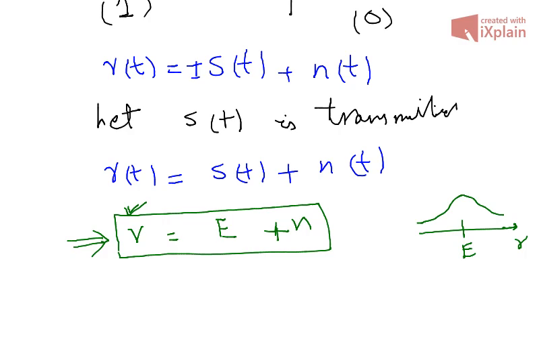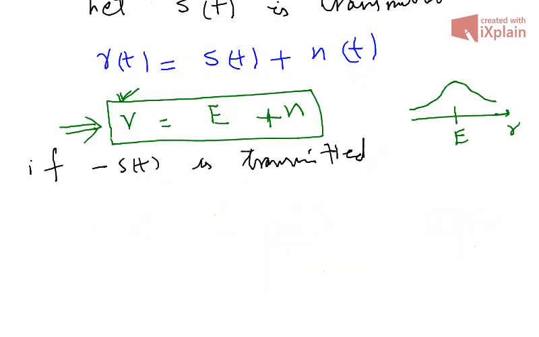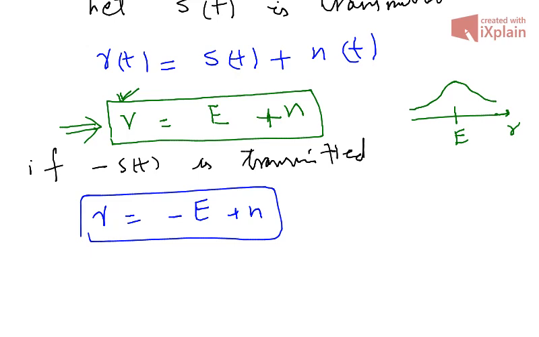So we have this knowledge now. If we assume that minus S of t is transmitted, then your received signal R is minus E plus N, right? So we have these two received signals based on the transmission of a binary 1 or a binary 0.